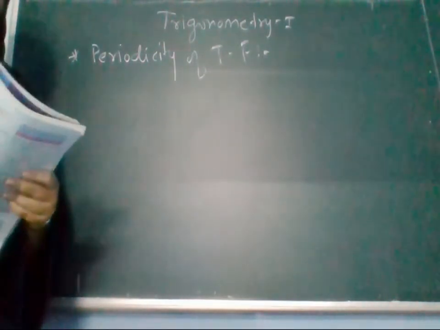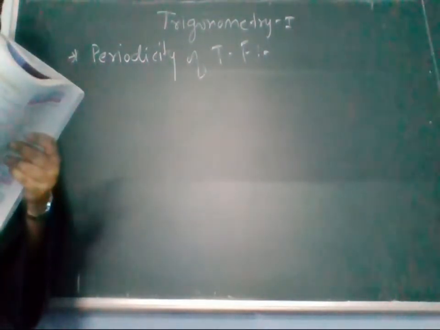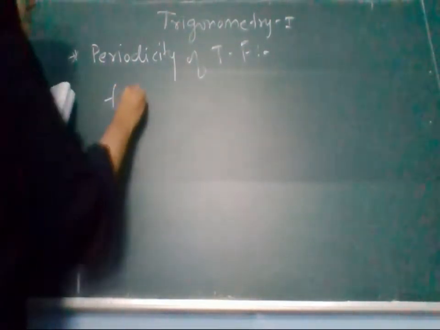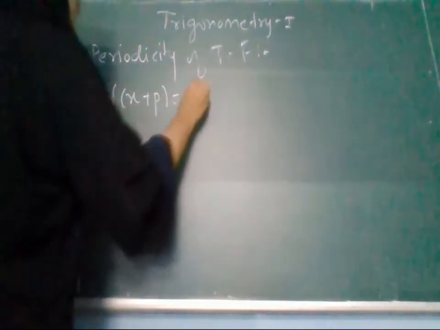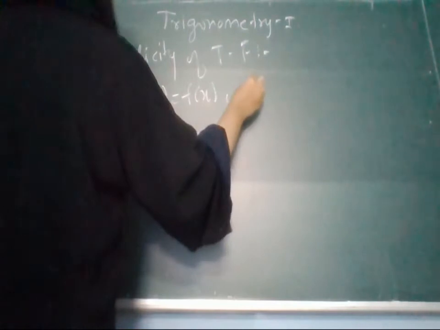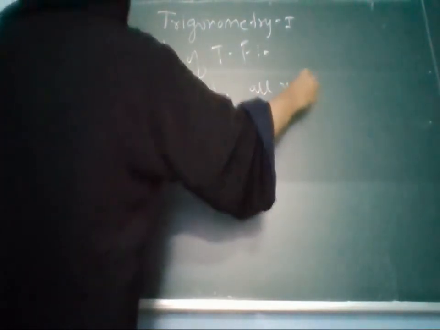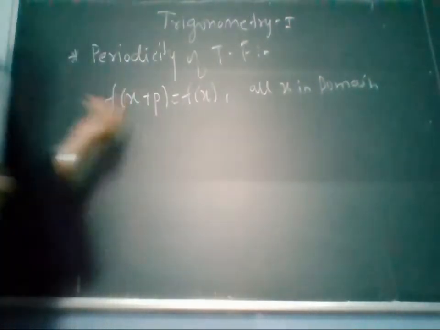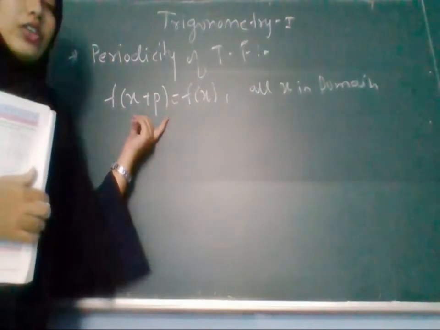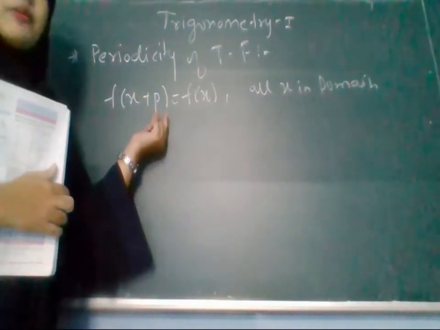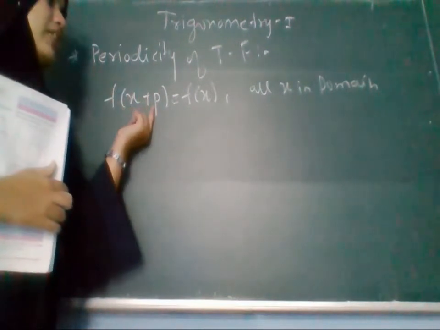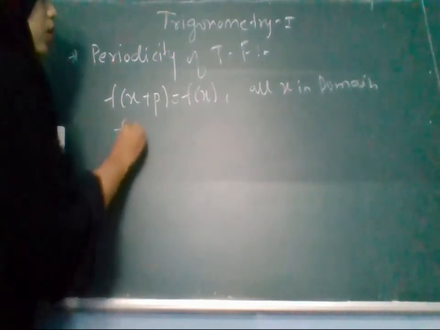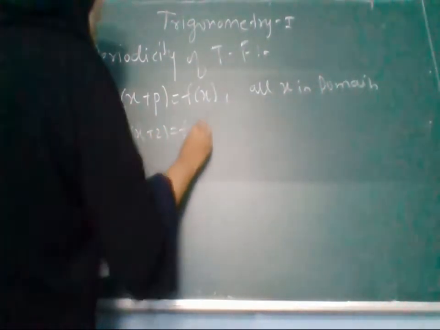A function is said to be a periodic function if there exists a constant p such that f of x plus p is the same as f of x for all x in the domain. So any function is said to be a periodic function if there exists a constant p such that f of x plus p is the same as f of x. That means suppose p is equal to 2. So f of x plus 2 will be the same as f of x.